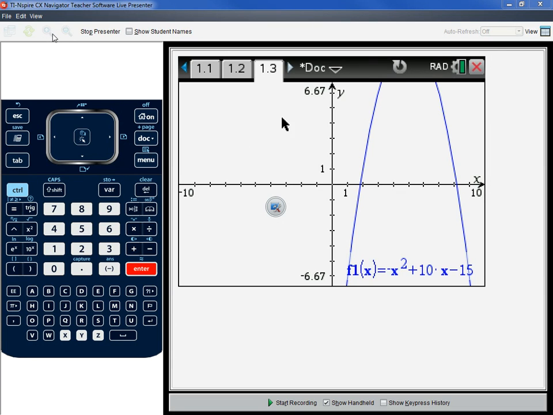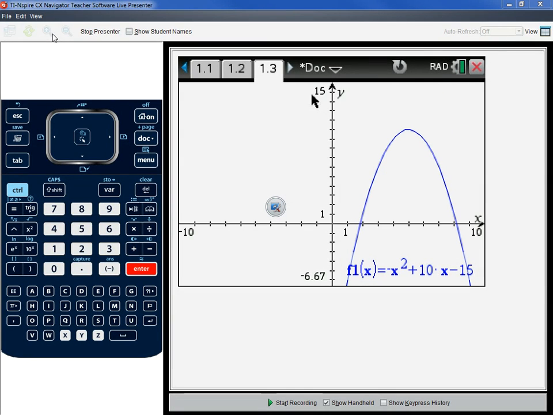Okay, and now I'm just going to change my window so that I can make sure and see everything. So I'm going to change this to 15 maybe. Ooh, not 615.67, just 15. Okay, and I'm going to come down here and change this to -20.